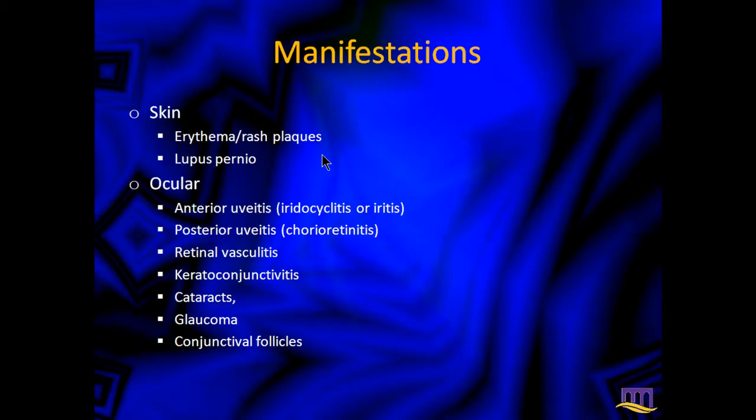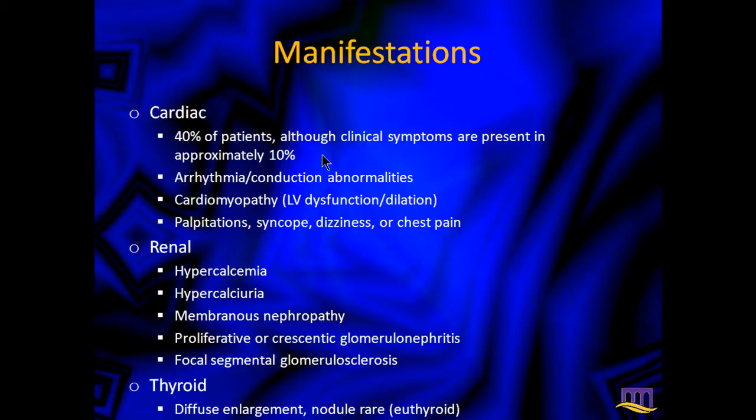In terms of heart manifestation, interestingly, as I was saying, in autopsy series, they've seen that 40% of sarcoid patients have cardiac involvement, but only about 10% will actually have symptoms in terms of arrhythmias or conduction abnormalities. It can cause a cardiomyopathy, dilated usually with LV dysfunction. It therefore can manifest in your sarcoid patients as palpitation, syncope, dizziness, or sudden death, as well as with chest pain. In terms of the kidney, you can see hypercalcemia, hypercalciuria, membranous nephropathy, proliferative or presenting glomerulonephritis, and focal segmental glomerulosclerosis. So it's less common, but it can happen.